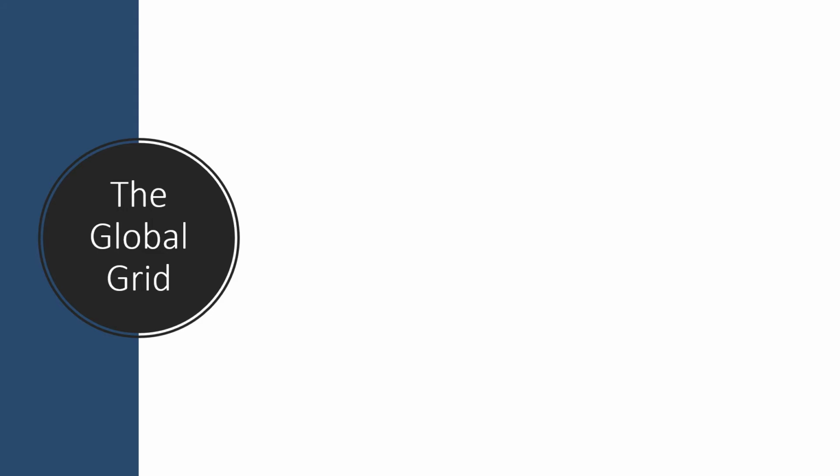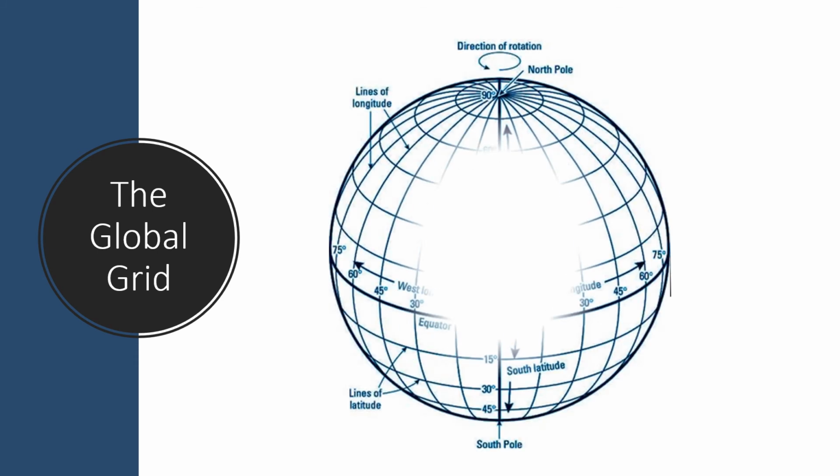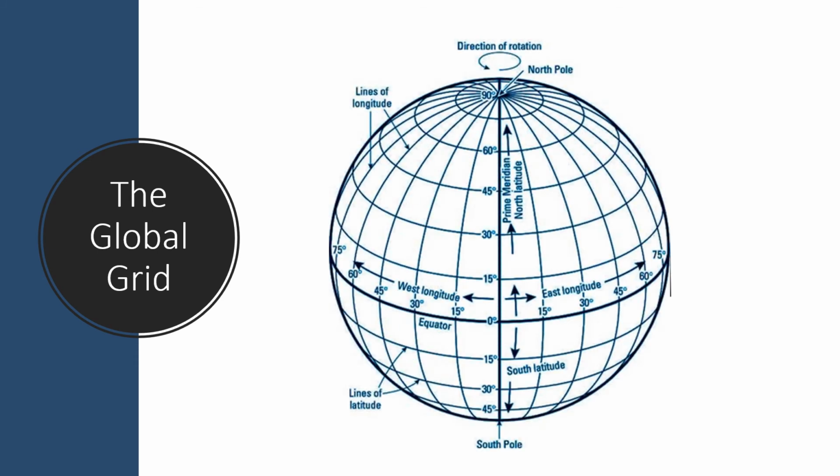So far, we have learnt about latitude and longitude, which are the horizontal and the vertical lines drawn on a globe or a map. These latitudes and longitudes together form a network of lines, or a grid, on the globe. This is known as the global grid. If we know the longitude and the latitude of a place, we can locate it accurately on the global grid.